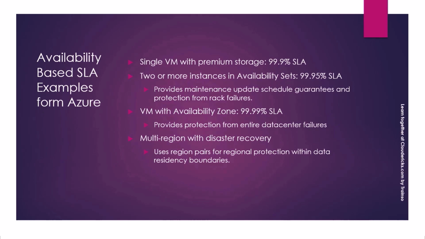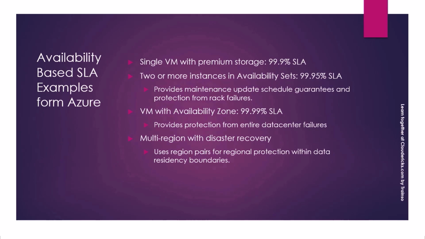For a virtual machine with availability zone, Azure provides you 99.99% SLA. In this case, you get protection from entire data center failures. Each availability zone will have at least one data center. And if you have 2 or more availability zones, and if one of the data centers fails, it could be part of any of these availability zones. So that means one of the availability zones is gone, but we have one or more availability zones to handle the request, and hence your applications or services will continue to work.